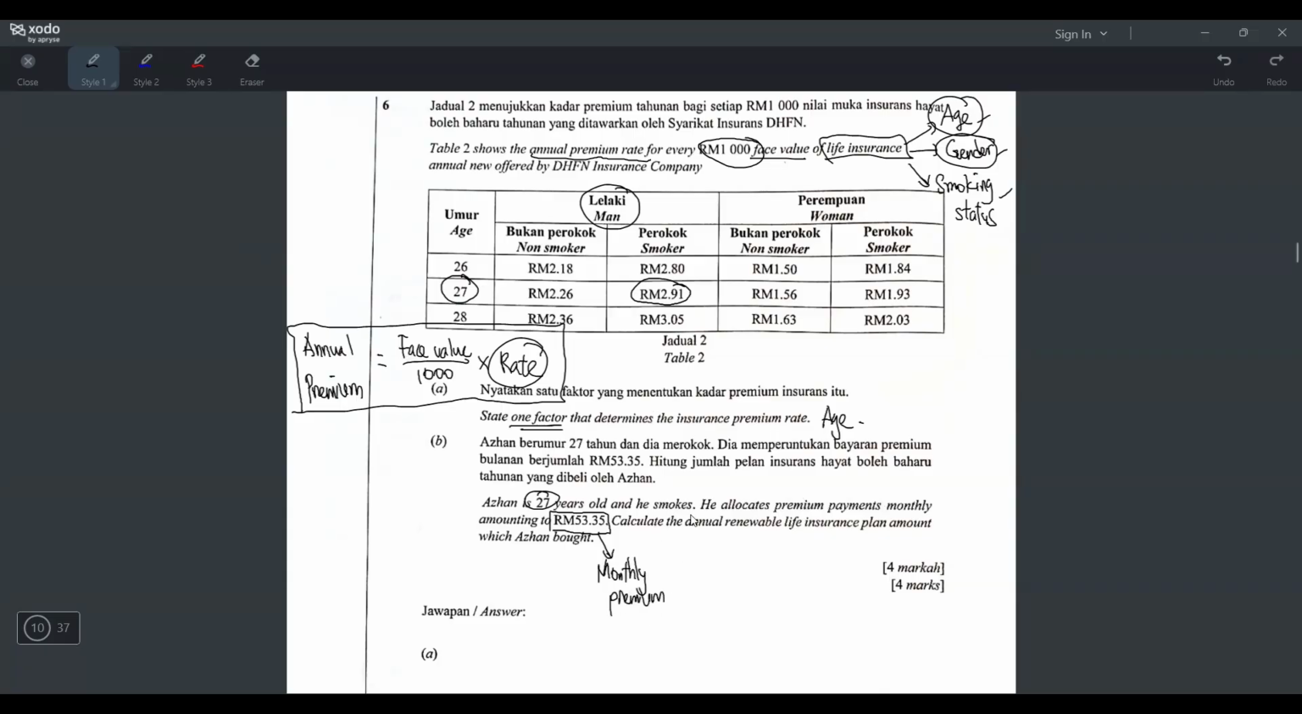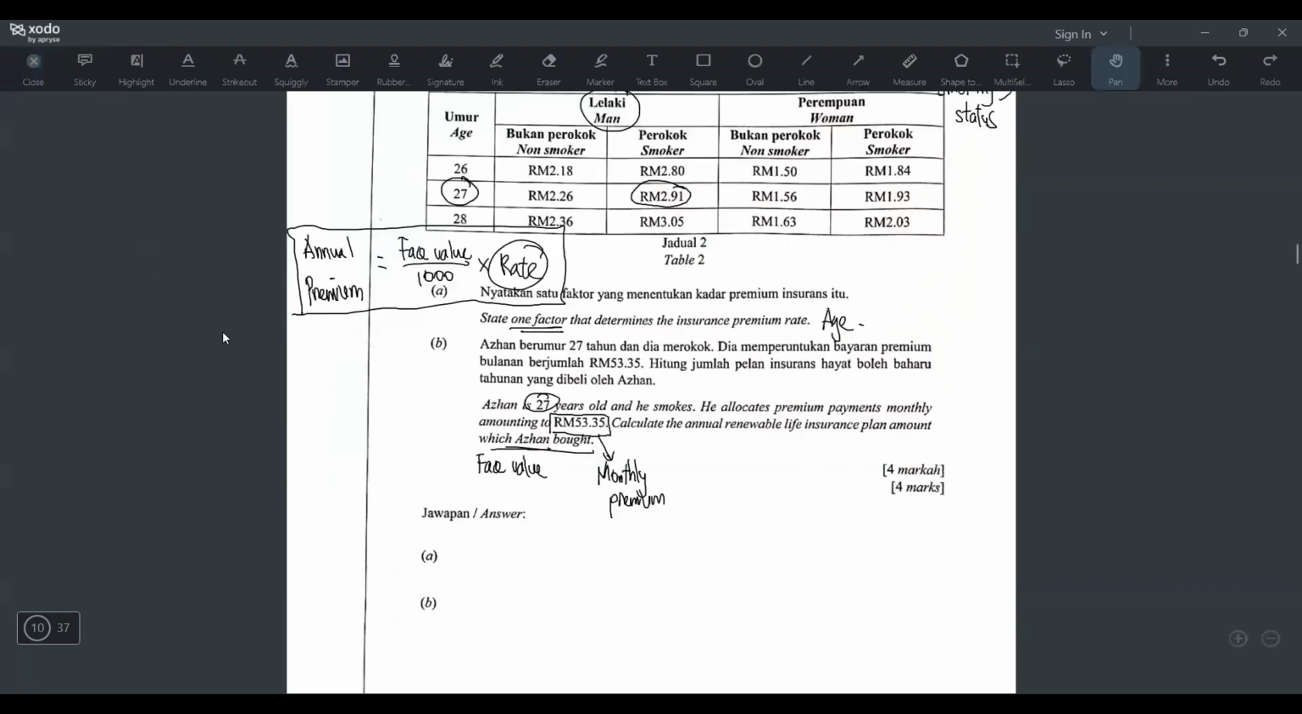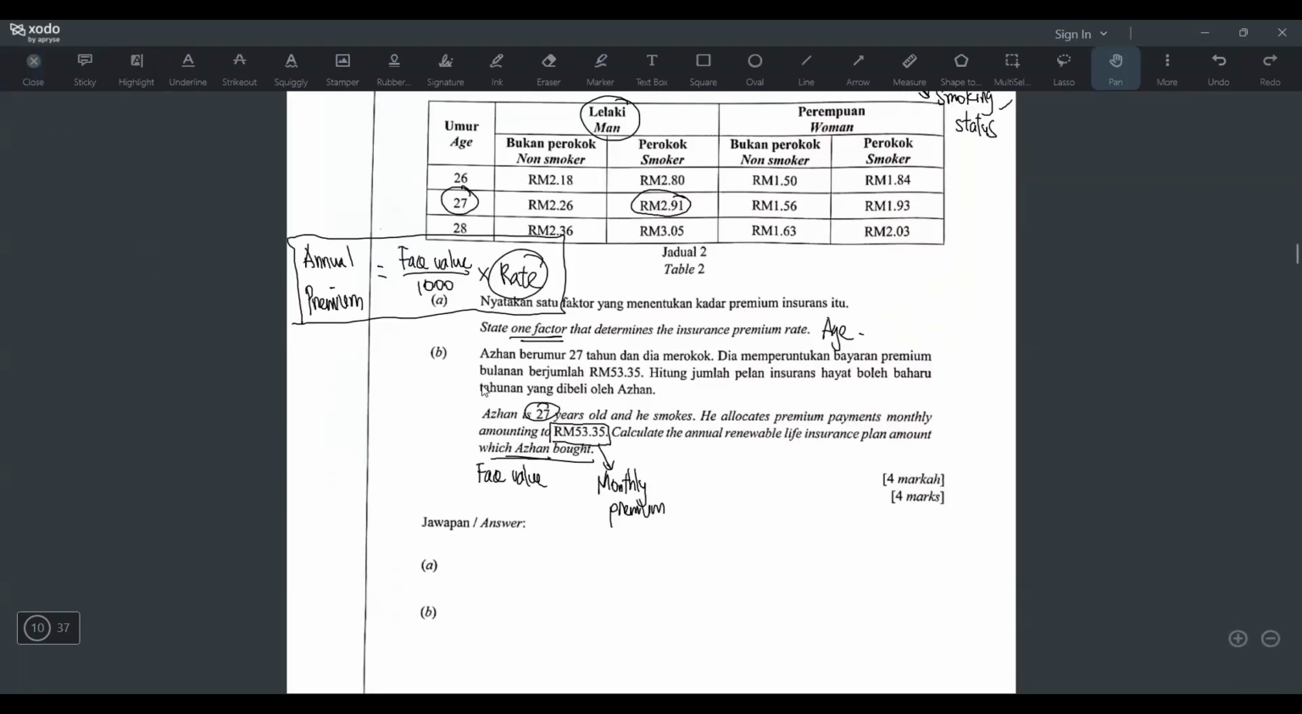If I keep reading, it says calculate the annual renewable life insurance plan amount which Ashan bought. What they are asking you to find here is the amount insured, or the amount he wants to buy, which is the face value. Face value means the amount that Ashan wants to buy. So what we want to find out is the face value. I will use this formula to solve it, so I will write my B working here.